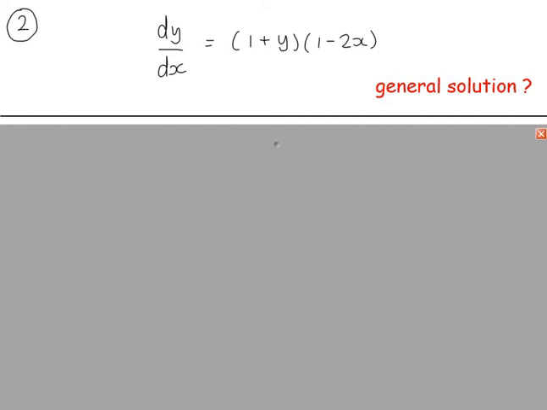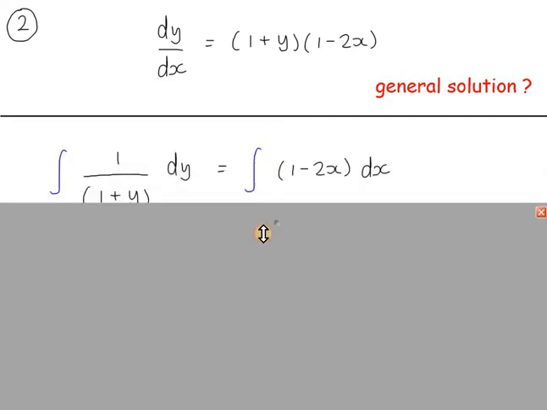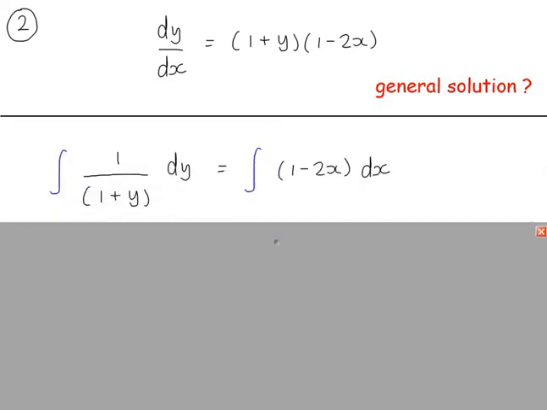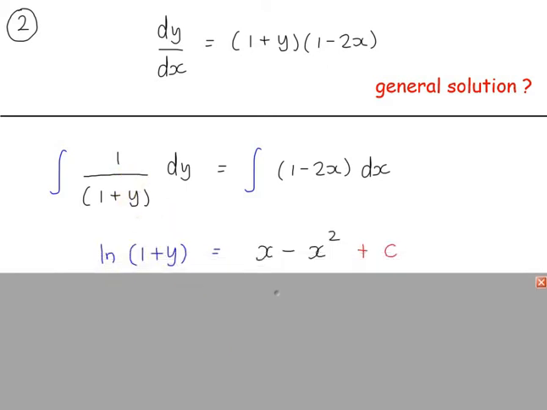Example 2, so we can see there's a mixture of x and y on both sides, and we need to separate the variables, like so. So I've divided both sides by the 1 plus y, then I've multiplied both sides by dx, so now the variables are separated, and when we integrate, this side here is just a constant over a linear function, so we get logs on this side, like so.